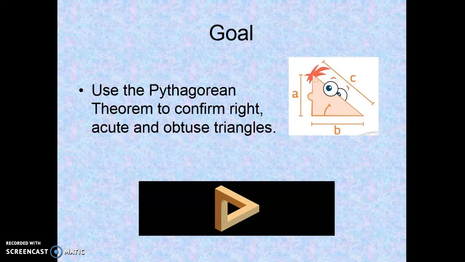Welcome to another lesson. This will be the last lesson in our Unit 7, learning all about the wonderful Pythagorean theorem. And we're just going to do a little review of what that means using the Pythagorean theorem, both the regular way and the converse way.